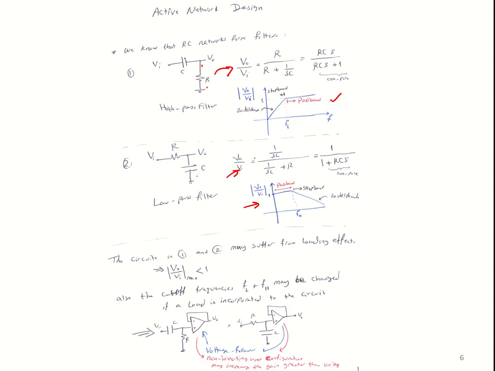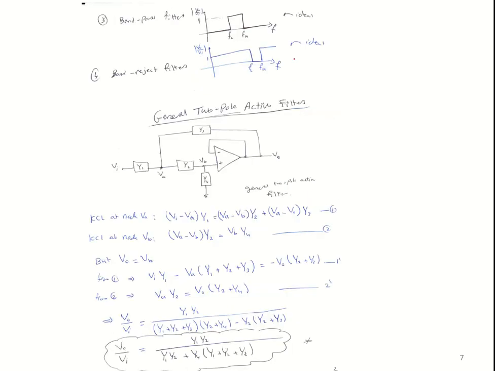Now if we combine a low pass and high pass filter, we can make different kinds of filters by combining them. And we could also make a band pass filter.